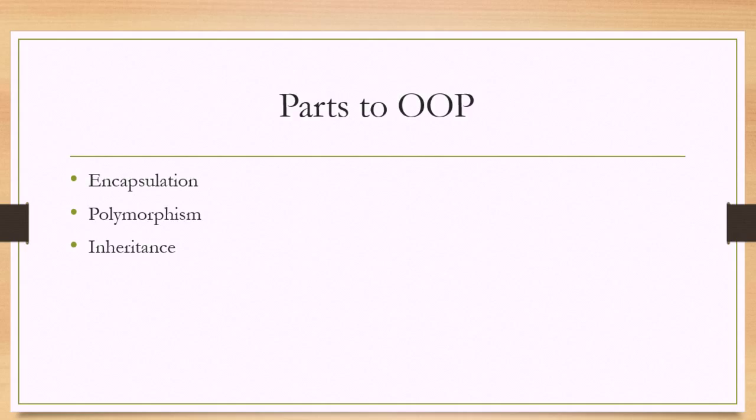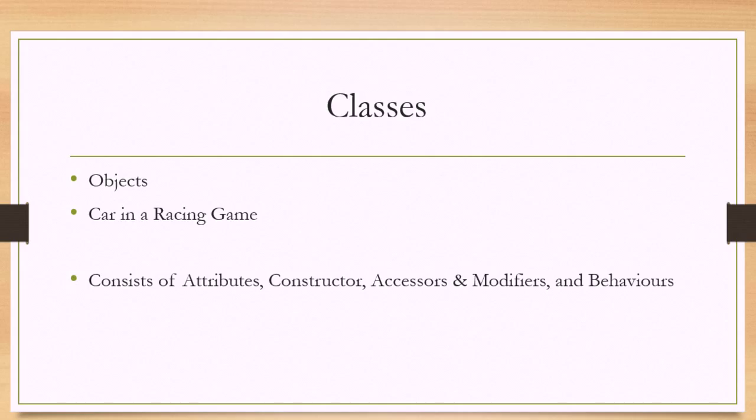Object-oriented programming is really broken down into three subcategories called encapsulation, polymorphism, and inheritance. And today we will be taking a closer look at encapsulation.